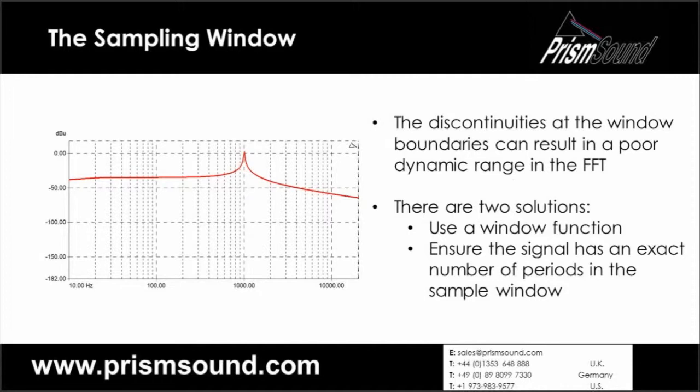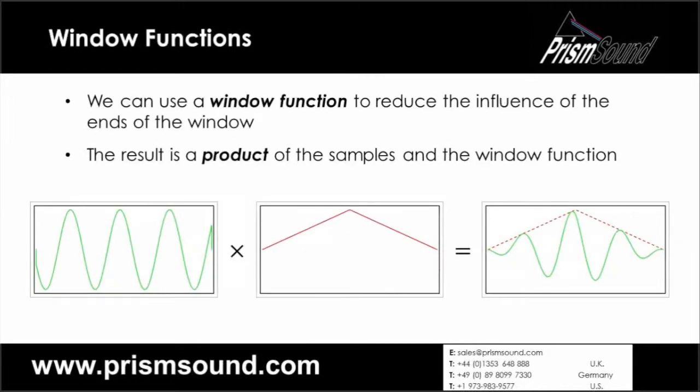So we'll start off with a window function. A window function is something that we can use to reduce the influence of the starts and ends of the window. You can think of it as a temporal weighting filter, basically. And the result that we get is a product of both the samples and the window function. As you can see here in this diagram, we've got our original wave in green, and then we've got our window function in red. In this case, it's a triangular window function. And the result on the right-hand side, you can see that the amplitude at the start and end is reduced.